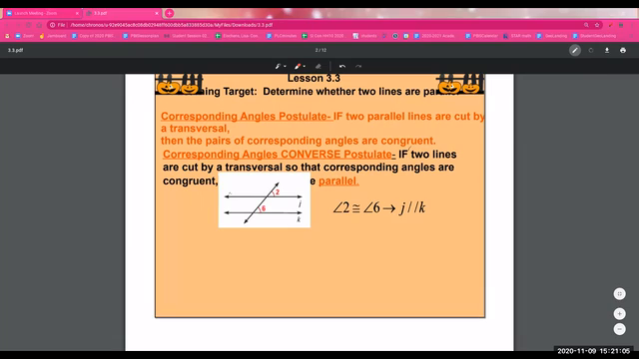So if you start out with two lines and it's not given that they're parallel, however, you are told that angle 2 and angle 6 are congruent, well, that would mean then that lines J and K would have to be parallel. So we're coming from the other direction here.